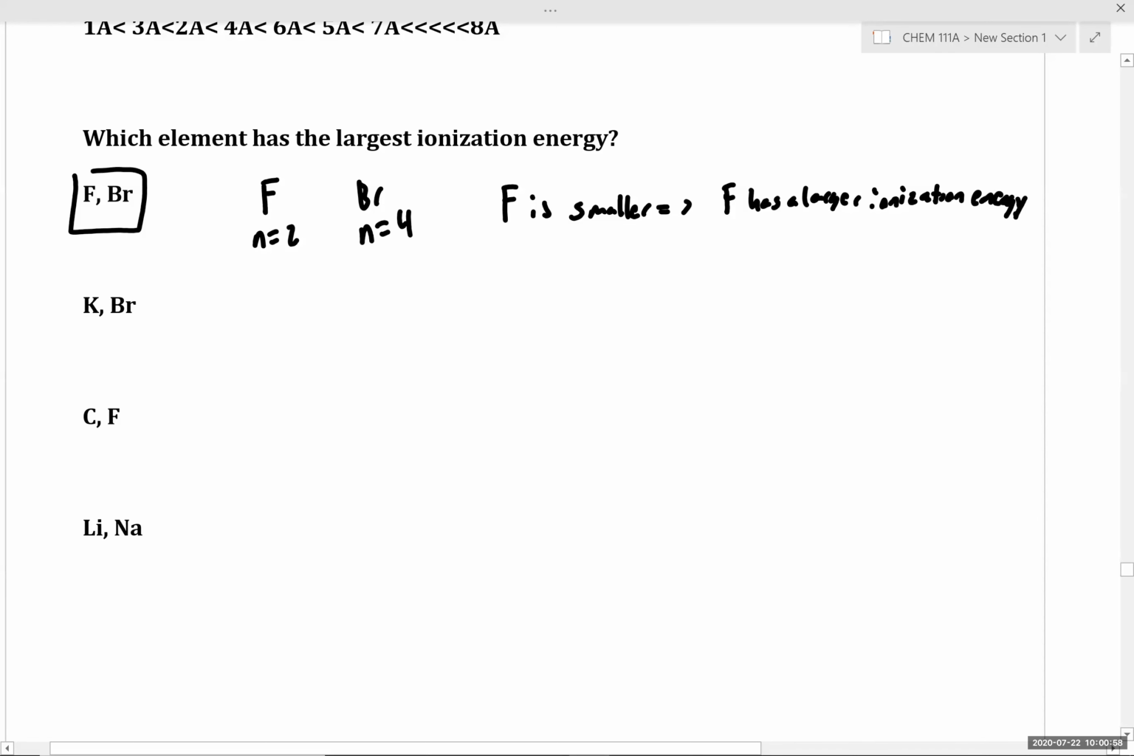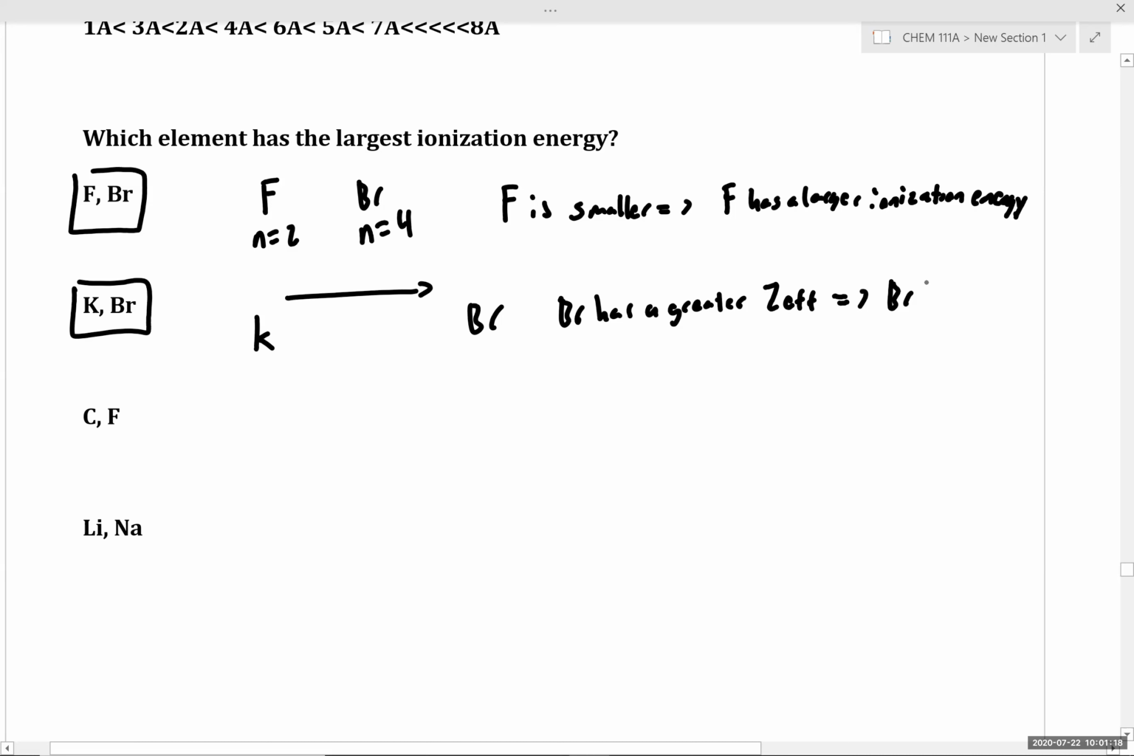Okay, let's look at another example, comparing potassium and bromine. So bromine is farther to the right on the periodic table. In other words, bromine has a greater effective nuclear charge, and as a result, bromine has a larger ionization energy.